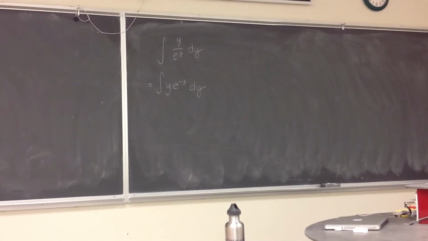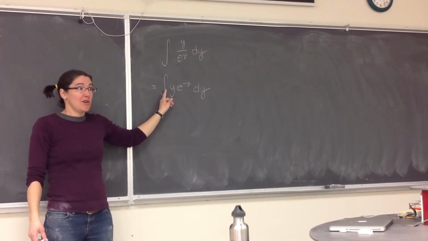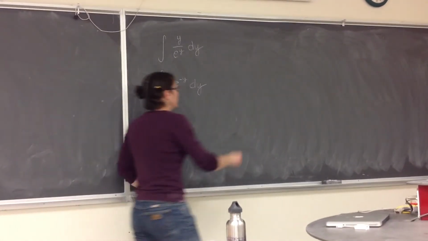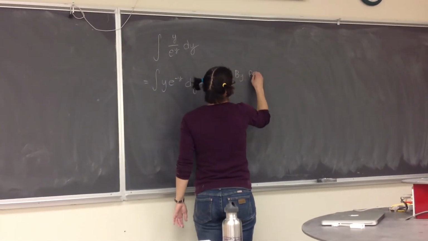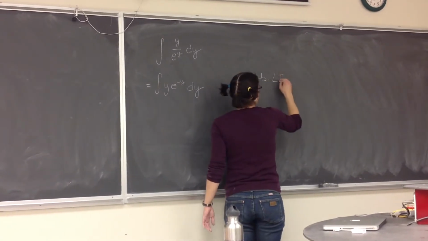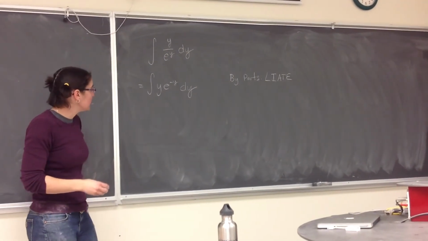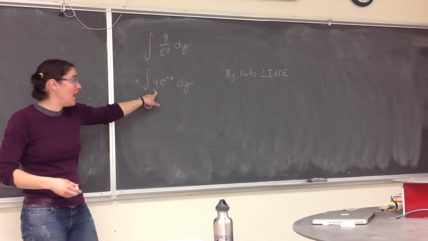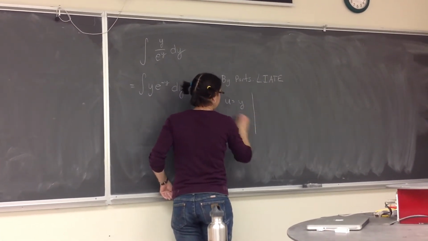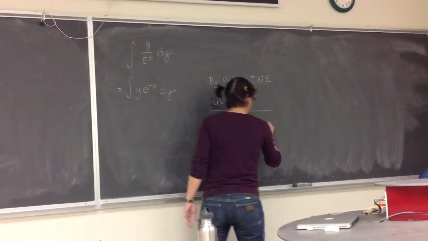And then I might check for a u sub, but that's not going to work because the derivative of my power will not cancel my y. So if the u sub doesn't work on this side, what's our next idea? Yeah, integration by parts. And so integration by parts, I'm going to look at my acronym, LIATE. And so we don't have a log, no inverse trig, but we do have an algebra, so our algebra is our y. So we'll let u be equal to y. And then the dv will be everything that's left over, which is e to the negative y dy.